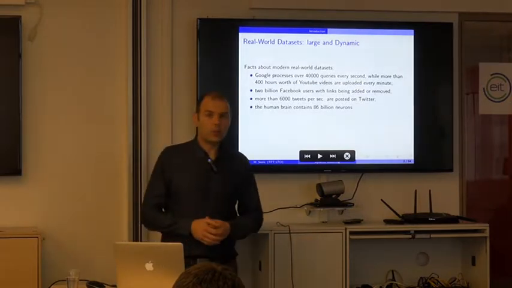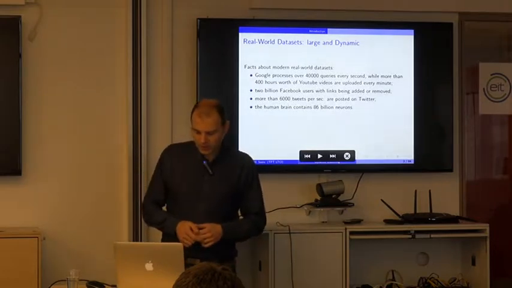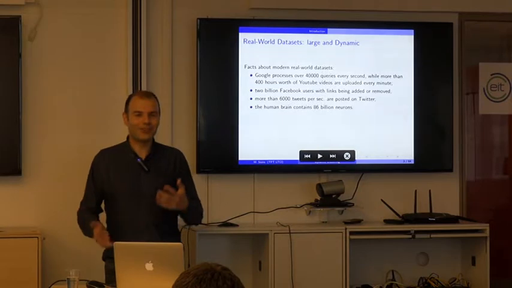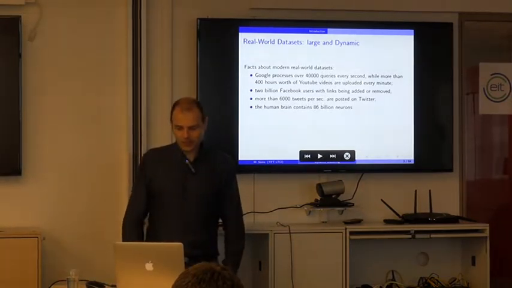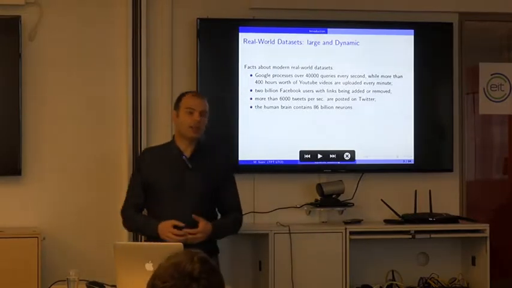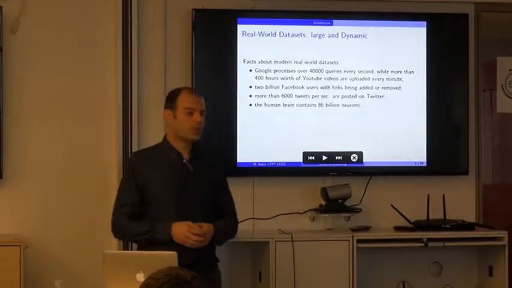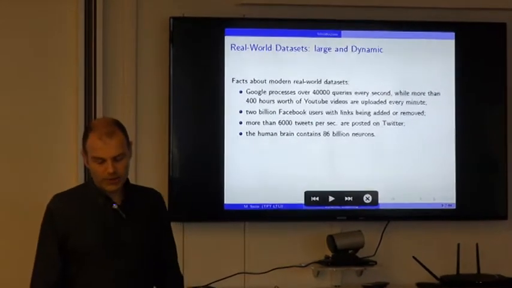Facebook nowadays has 2 billion users. The human brain contains roughly 90 billion neurons. Of course, it depends on the person, but on average, this is what we observe. And then Google processes over 40,000 queries every second. So the bottom line is that we really need large-scale algorithms so as to make sense of this huge amount of data that is produced over time.